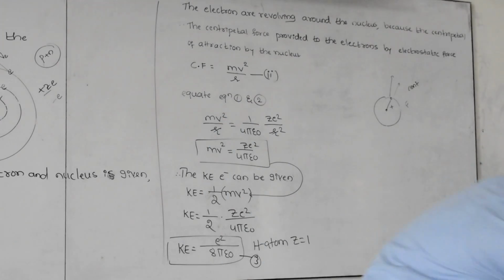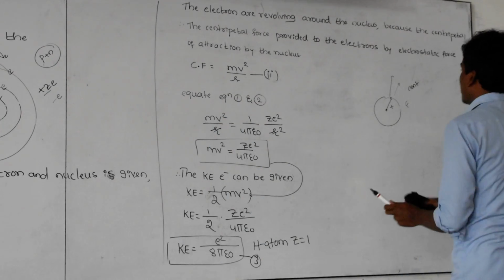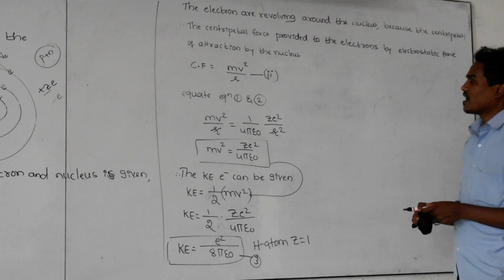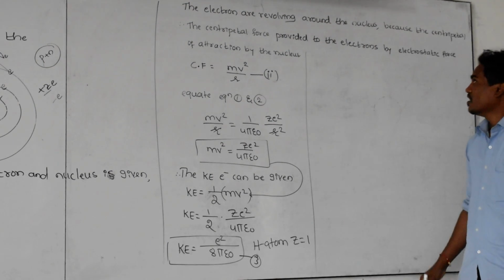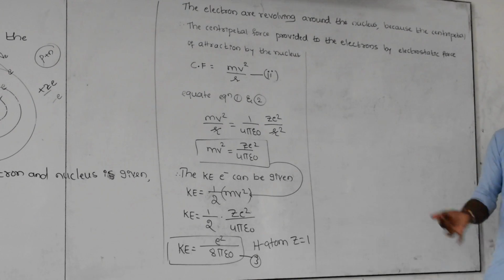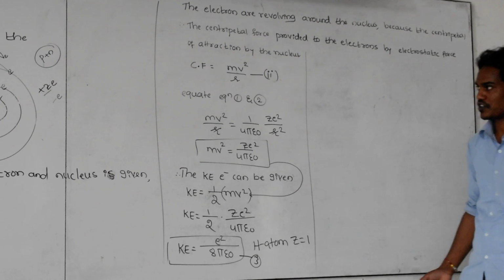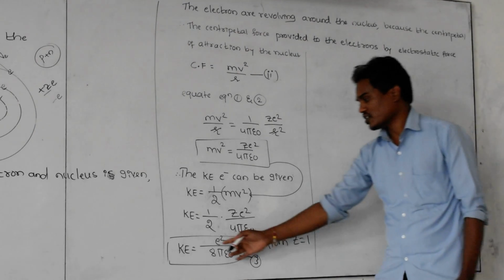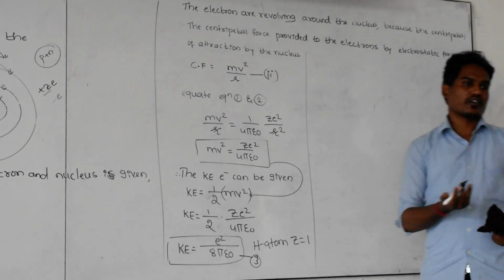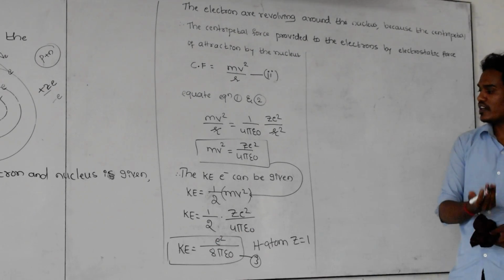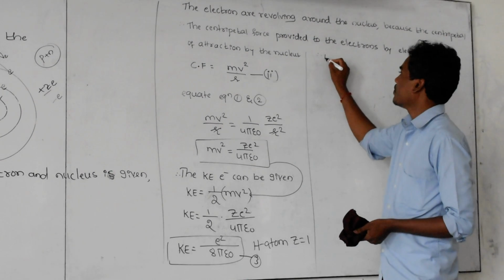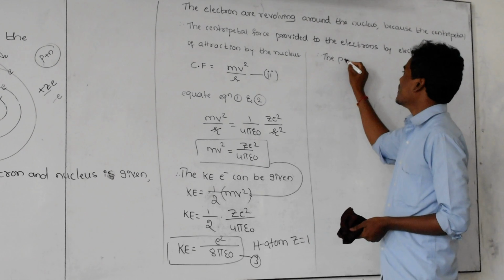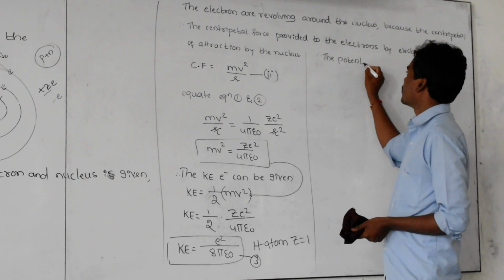Next, we have now calculated the kinetic energy, and next we can calculate the potential energy. Why am I calculating these two? Because our intention is to find the total energy of the electron revolving around the nucleus. In order to calculate the total energy, we have to calculate the kinetic energy as well as the potential energy.